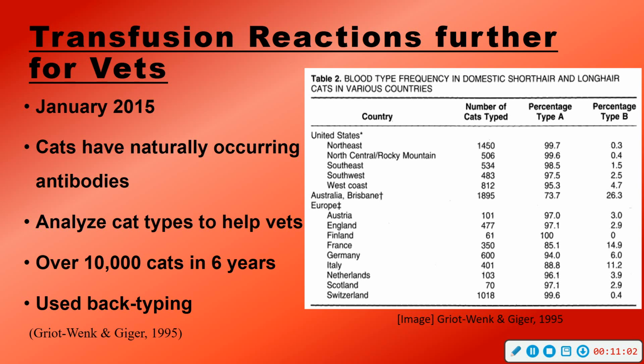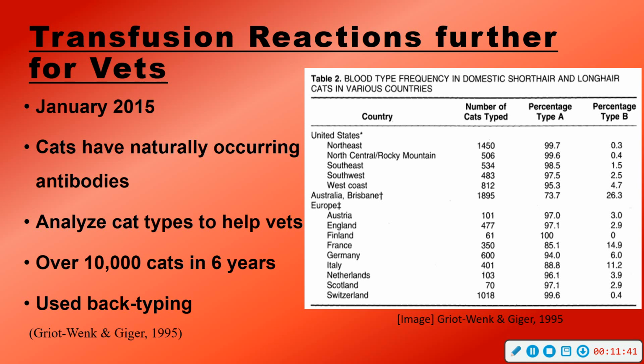So what this study did was they looked at different countries. You can see in the table it focused on the United States, Australia, and many countries in Europe. I know a big focus was helping vets in the United States, but with as many cats that come from other countries, they included them in the study. So this study categorized, or blood typed, over 10,000 cats in a 6-year span.